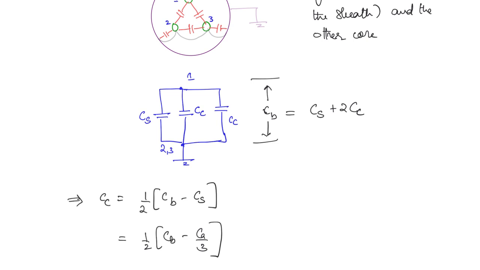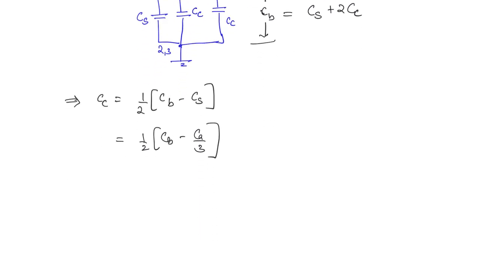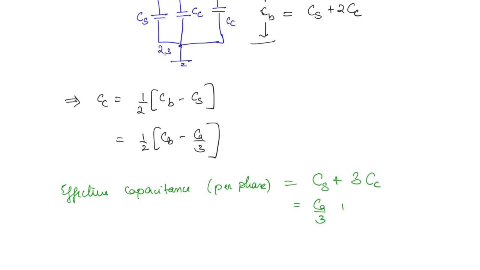Now we know CS and CC, so we can find out the effective capacitance, and remember this is per phase. So this was CS plus 3CC. This is going to be CA by 3 plus 3 by 2 times CB minus CA by 3. If you simplify this, you are going to get 9 CB minus CA by 6. So this is the capacitance per phase of a 3-phase cable.